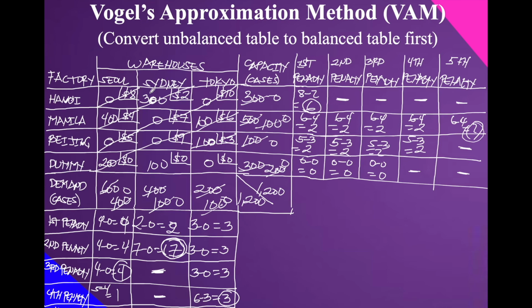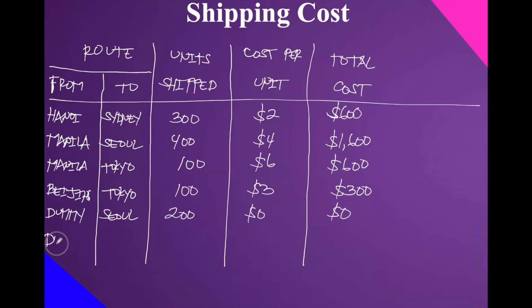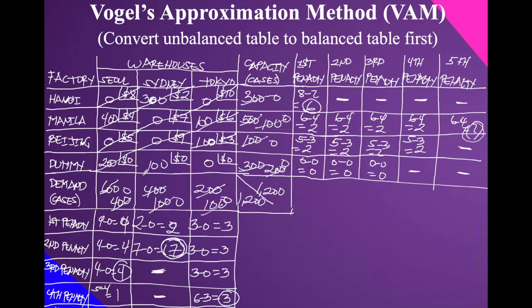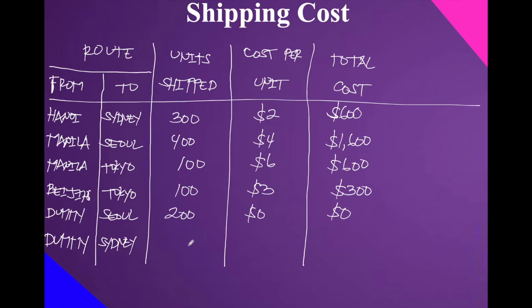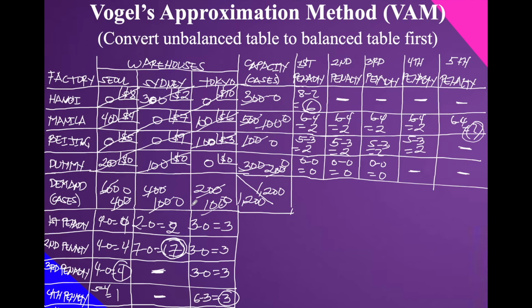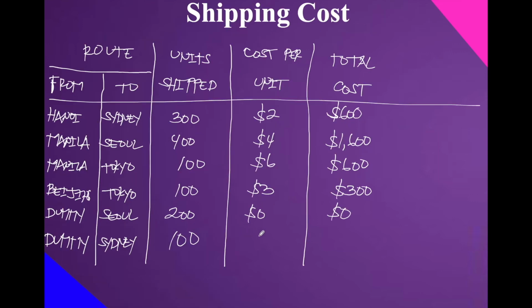So, dummy to Sydney, meron din. We have here dummy going to Sydney. At gaano karami yung units na isi-ship niya, that is 100. So, 100 units ship and yung cost is 0. Since dummy naman, i-cancel ko na ito. 0. And 0 ang ating total cost.